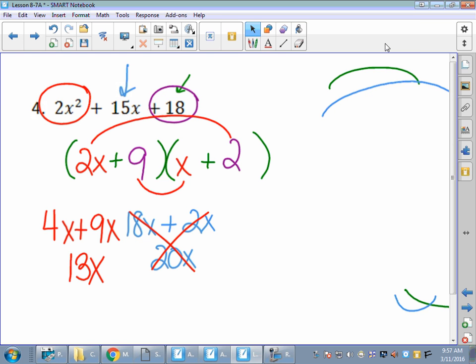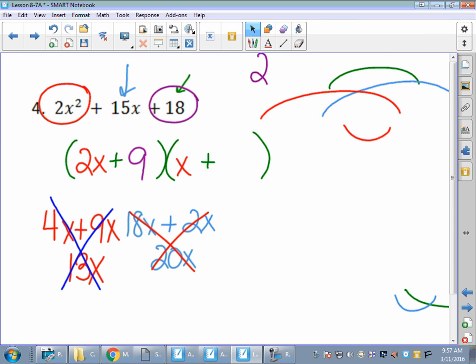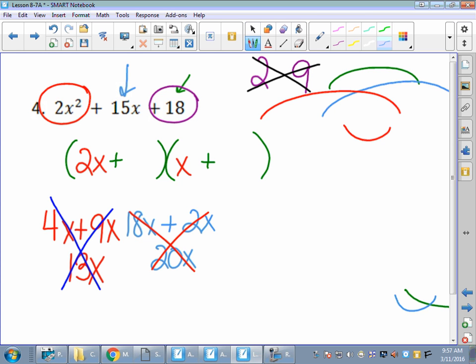That's a big 13, right? So that's not going to work either. So 9 and 2 is out. 2, 9, 9, 2, it's out. So I'm going to put those over on the side. Those are junk. So what's another pair of numbers that will multiply to 18? 6 times 3.